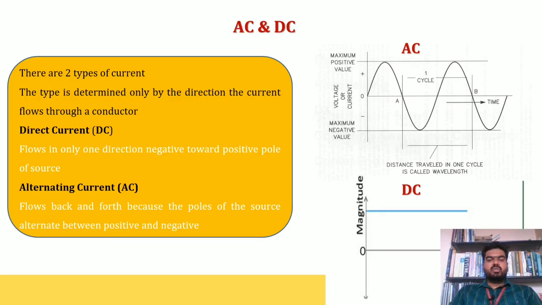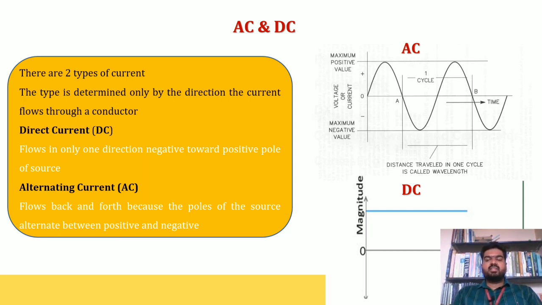AC and DC. So we know what AC and DC are. AC is alternating current and DC is direct current. So what is alternating current and what is direct current? In the case of alternating current, you can see in the graph in the slide, AC is represented as a waveform, and below that DC is represented as a straight line.